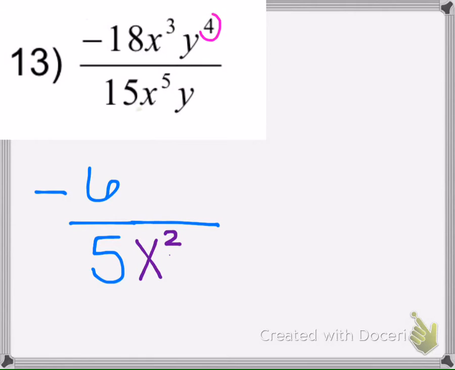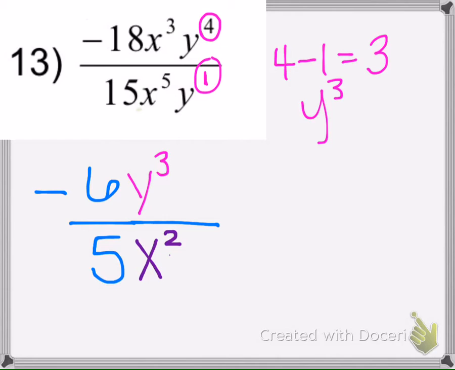Now for the y's, 4 minus 1 is 3. Because it's positive 3, the y to the third power is in the numerator.